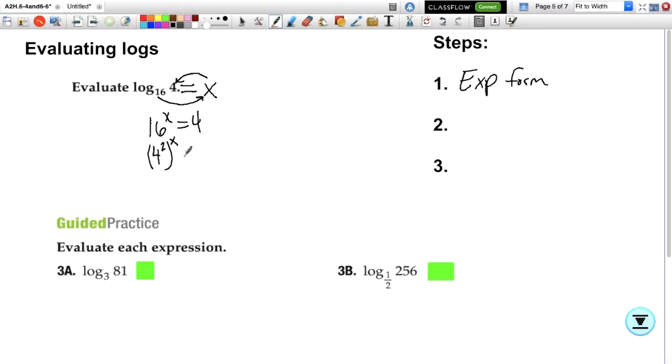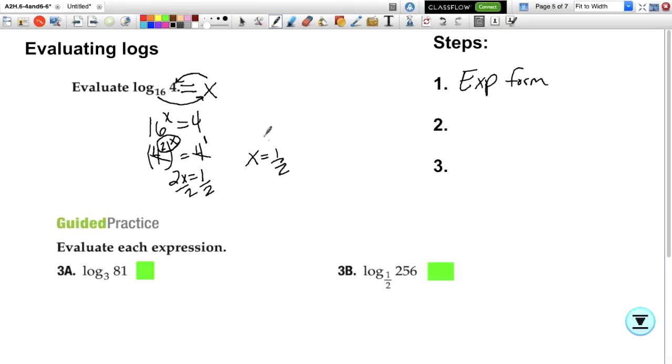So I'm going to raise that to the x equals 4 to the essentially first power. So this is my exponent property. It's going to just become 2x. And then my bases are going to cancel because they're exactly the same. So I'm going to be left with 2x equals 1. Divide by 2, I get x equals 1/2.